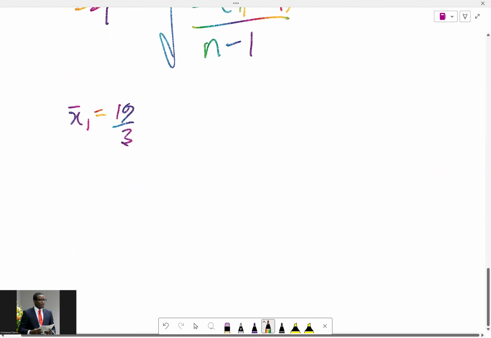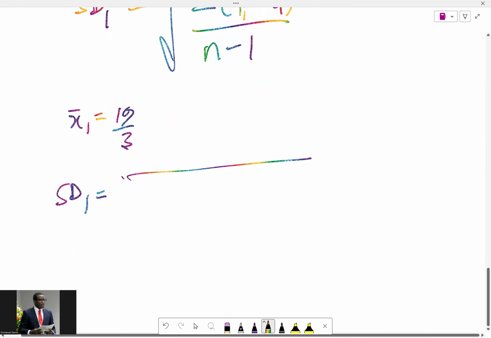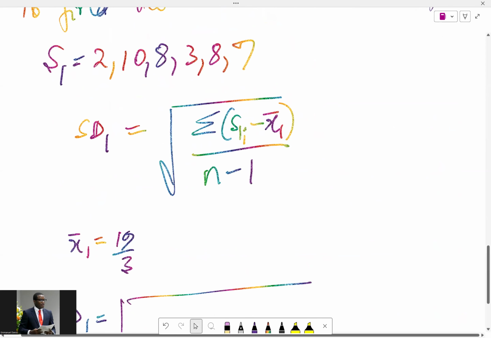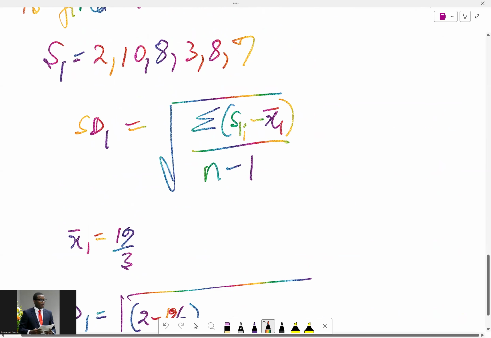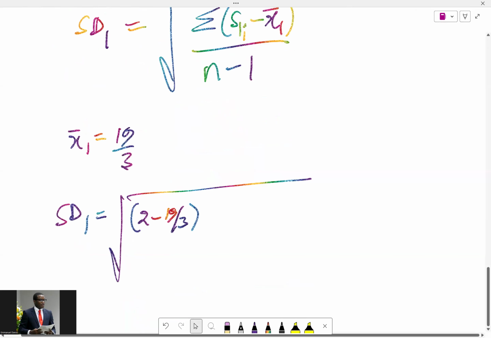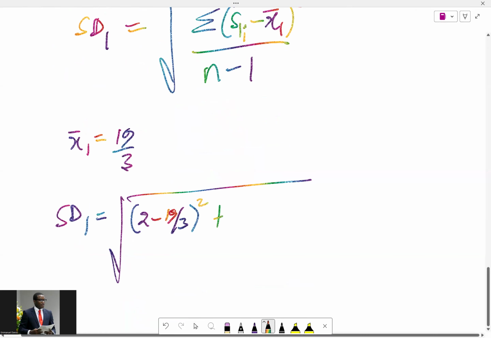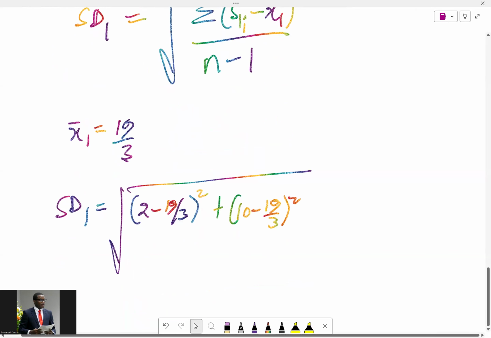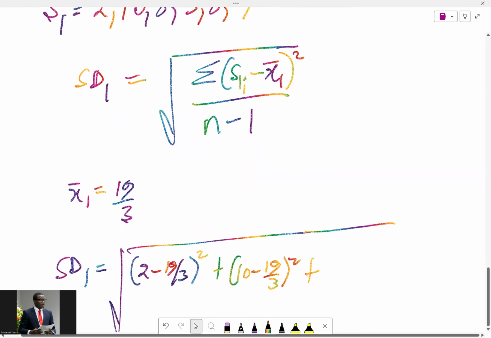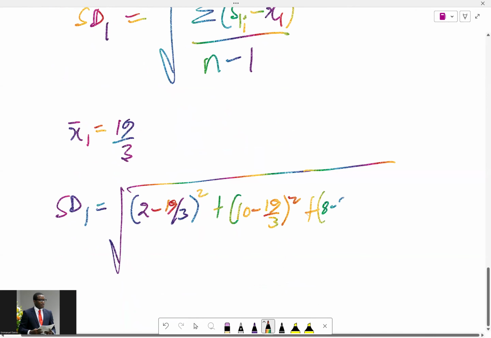So it means that SD1, standard deviation 1, would simply be the square root of the summation of all the differences. So that will be 2 minus 19 over 3. Okay, I think that has to be squared. Yeah, we have to square this. So 2 minus 19 over 3 squared plus the next thing is 10 minus 19 over 3 squared. Plus 8 minus 19 over 3 squared.